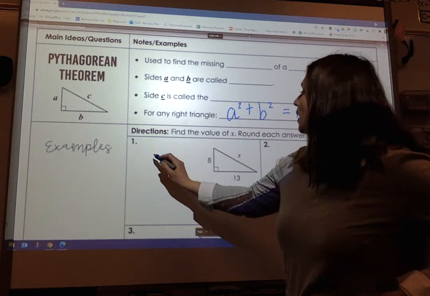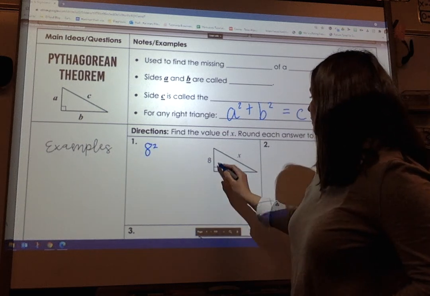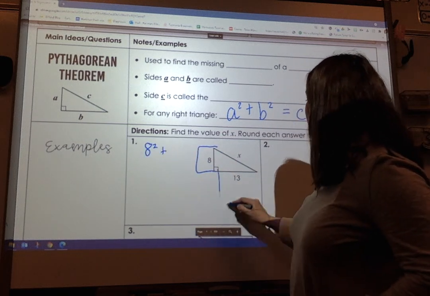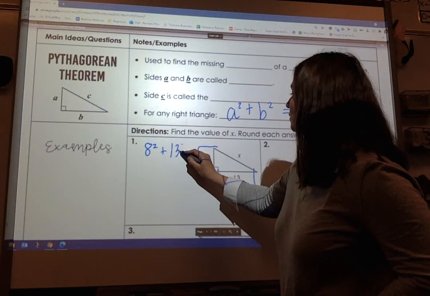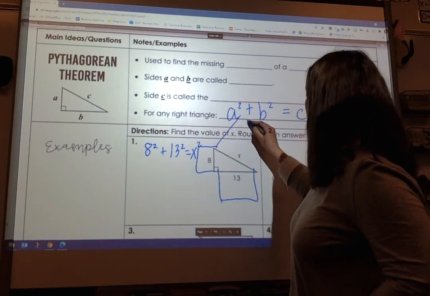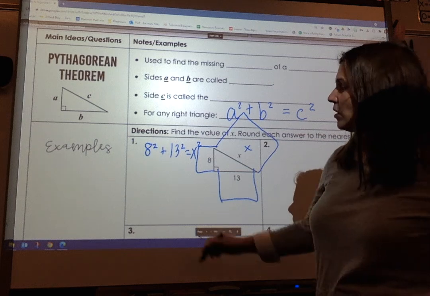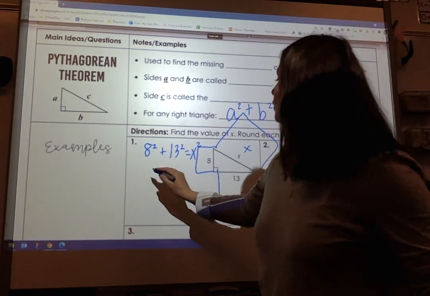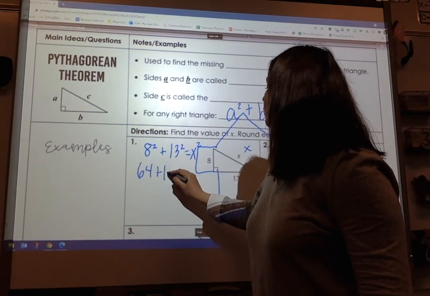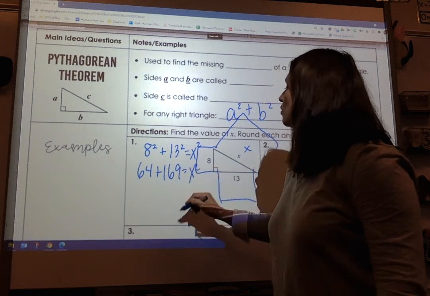So on this one, I know that 8 squared plus 13 squared equals the whole area of this. So now in my calculator, I'm going to do 64 plus 169 equals x squared.